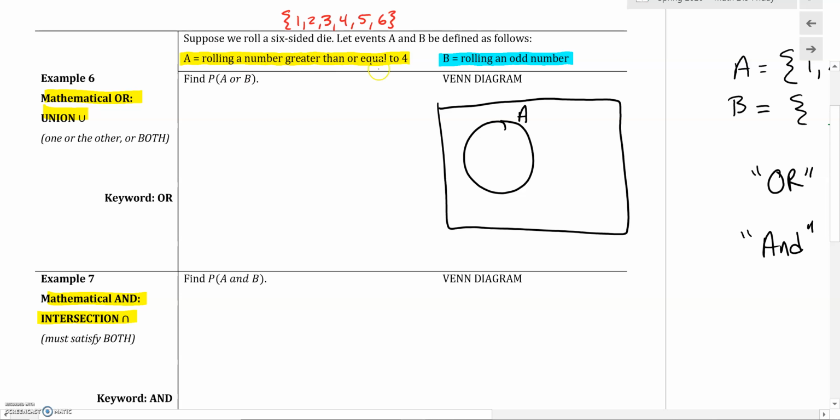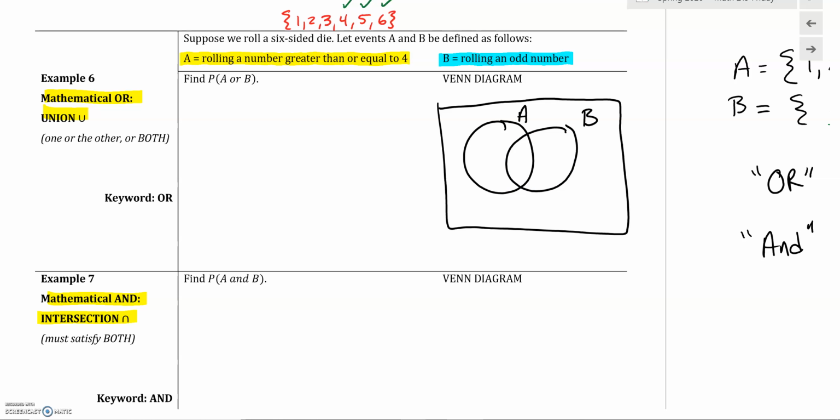If I'm going to roll a number greater than or equal to 4, that means I could be talking about 4, 5, or 6. Those are all the numbers greater than or equal to 4. Is there any overlap with this set? There is, right? Because event B is asking what's the likelihood that I roll an odd number. Well, there is an odd number in that set. So when I draw this Venn diagram, there's overlap between the two of them.